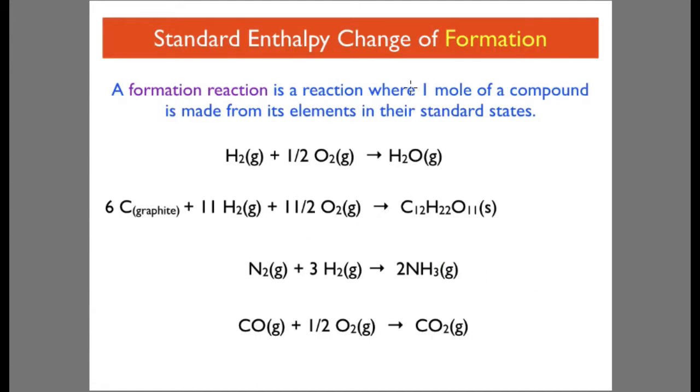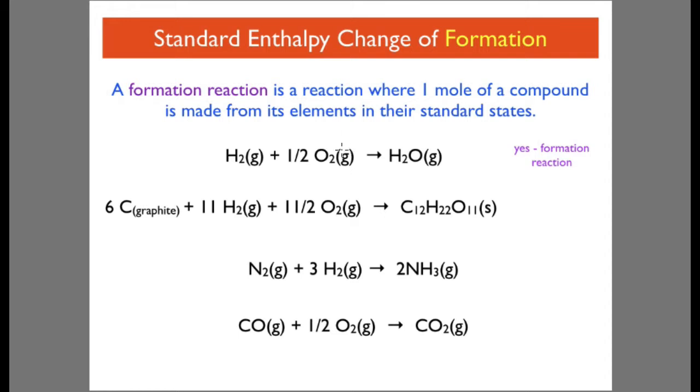Okay, standard enthalpy change of formation. A formation reaction is a reaction where 1 mole of a compound is made from its elements in their standard states. So here we've got hydrogen gas with oxygen gas giving water vapor. And so this is a formation reaction because hydrogen, the diatomic molecule, is the standard state, and oxygen, the diatomic molecule, is gaseous. So this is the standard state.